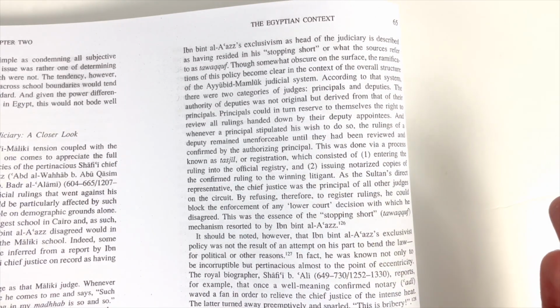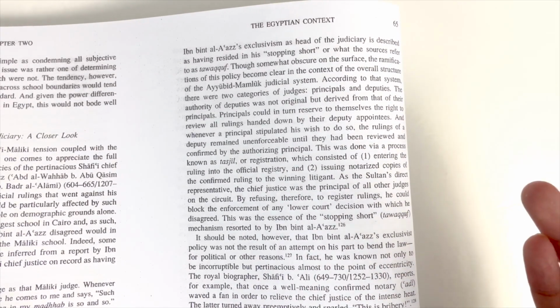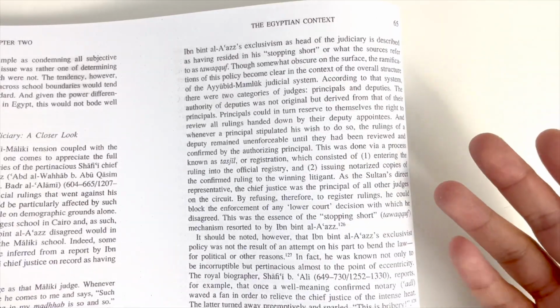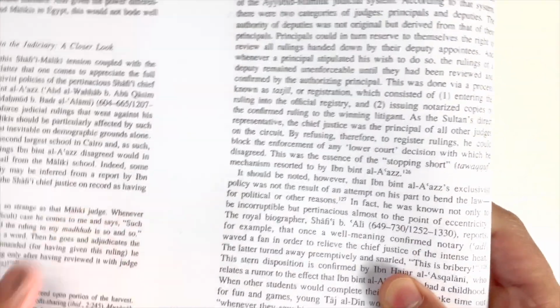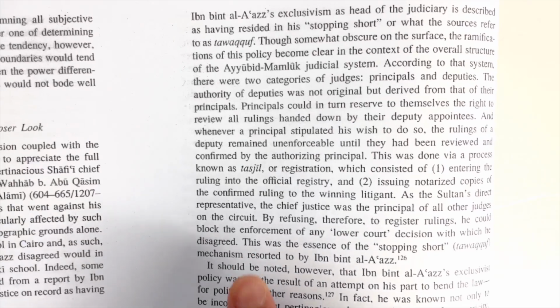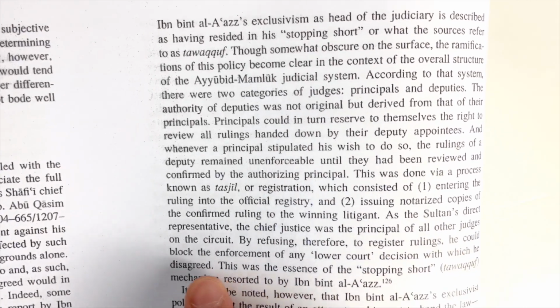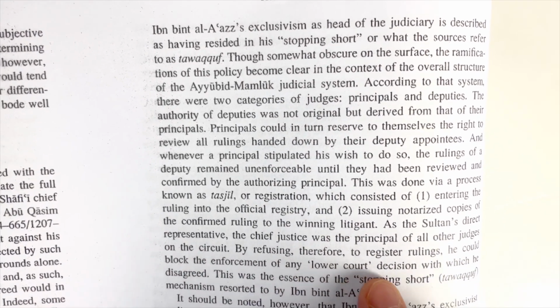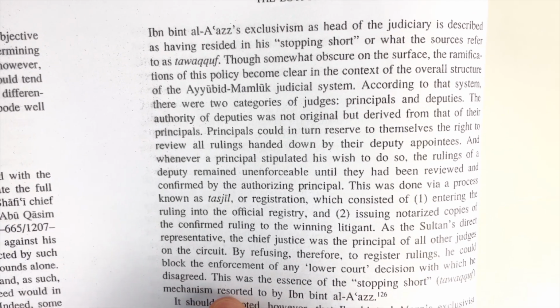So you could give a ruling in regards to a case between a husband and a wife, but because you're not a Shafi'i, the Shafi'i chief judge is not going to register the ruling, and nothing will actually even take effect. So the author says on page 65, and he explains exactly what was going on: As the Sultan's direct representative, the chief judge was the principal of all other judges on the circuit. By refusing therefore to register rulings, he could block the enforcement of any lower court decision with which he disagreed. This was the essence of stopping short, tawaqquf, the mechanism resorted to by Ibn Bint al-A'az.